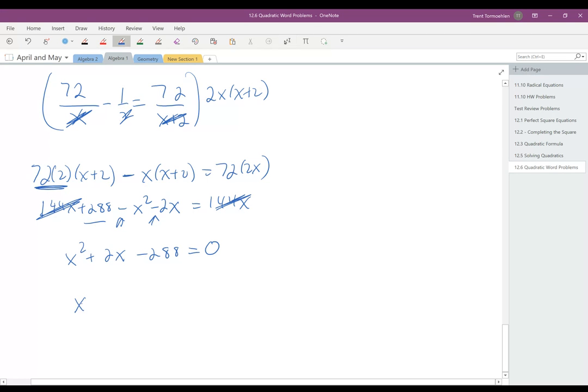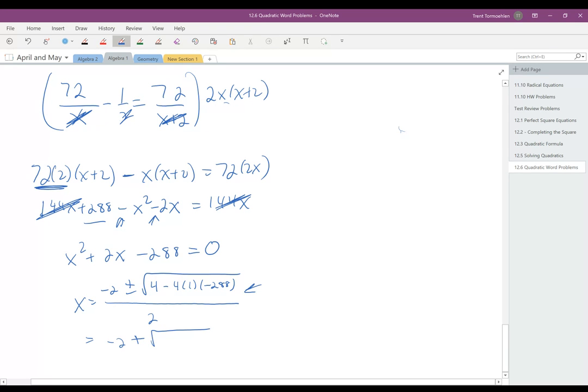So you'd say x equals -b, so -2 plus or minus square root of b squared, which would be 4, minus 4ac, so 4 times 1 times -288, all over 2. And so we need to know what this is going to equal. And so that does turn out to be a pretty big number. And so you're going to do 4 times 288 to get 1152.